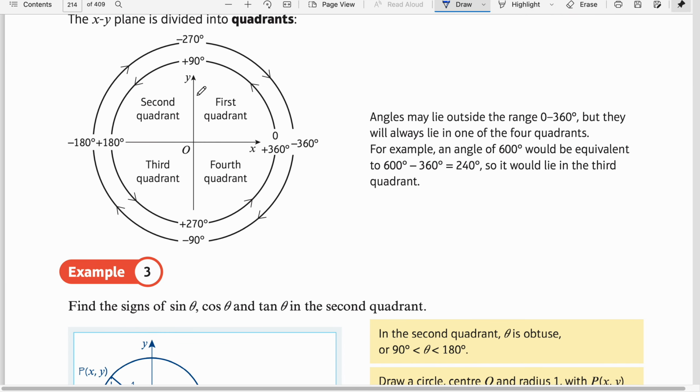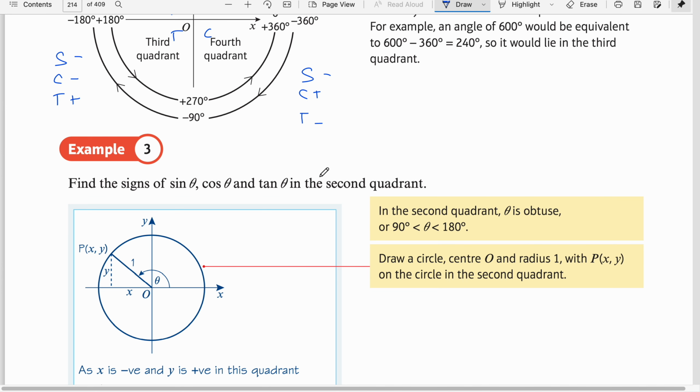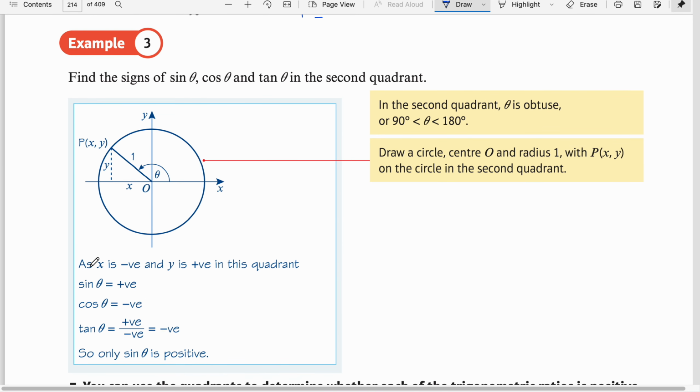This is the same theory. Add sugar to coffee. In first quadrant, all are positive. Sine, cos, tan, positive, positive, positive. Sine, cos, tan, only sine positive, both other negative. Sine, cos, tan, only tan positive, both other negative. Sine, cos, tan, only cos positive, the other two negative. So find the signs of sine theta, cos theta, and tan theta in the second quadrant. So in the second quadrant, this is add sugar to coffee. So we know the signs. Sine is positive, other two are negative.